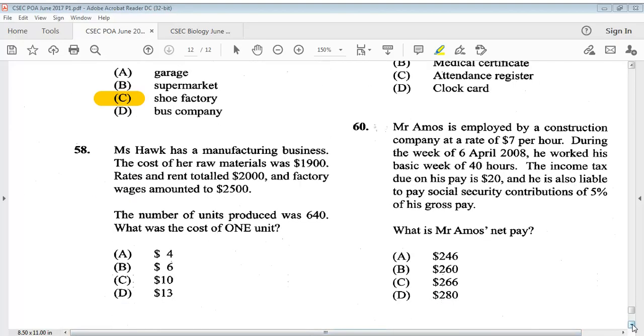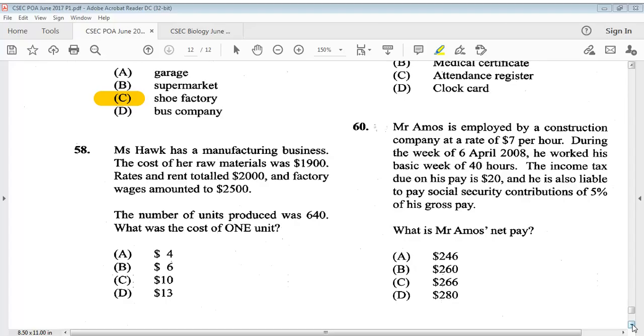58 says, for a manufacturing business, the cost of raw materials was $1,900. Rates and rent total $2,000 and factory wages amount to $2,500. The number of units produced was 640. What was the cost of one unit? This has been another repeated question. So we know the production cost per unit is equal to total production cost divided by the number of units produced. So our total production cost, we have $1,900 plus $2,000. We add 2,500, so that's a total of 6,400. And then it told us that the units produced would be 640.